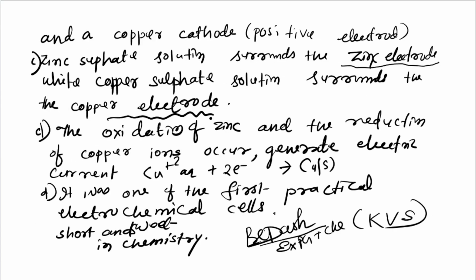So I hope it is clear what the main difference is between the galvanic cell and the Daniell cell.